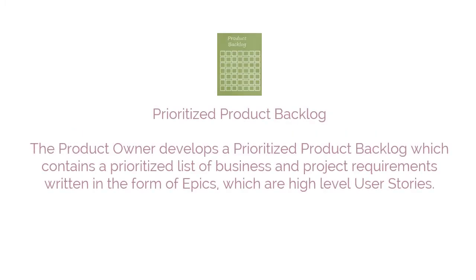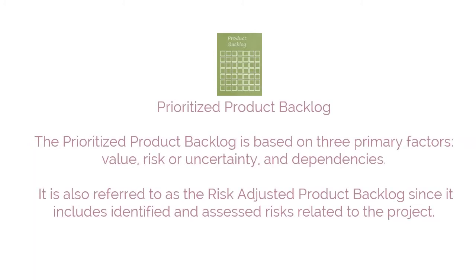The first output of this process is the Prioritized Product Backlog. The product owner develops a prioritized product backlog which contains a prioritized list of business and project requirements written in the form of epics, which are high-level user stories. The prioritized product backlog is based on three primary factors: value, risk or uncertainty, and dependencies.